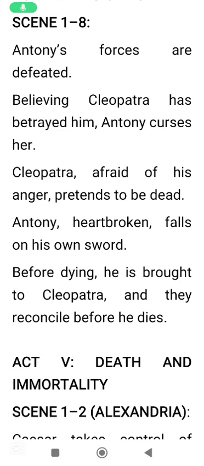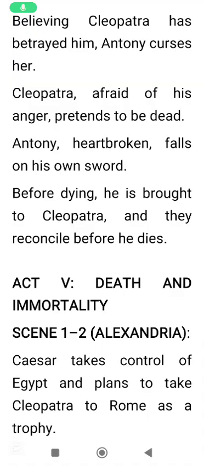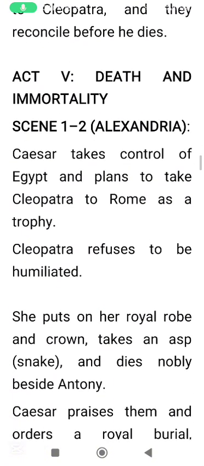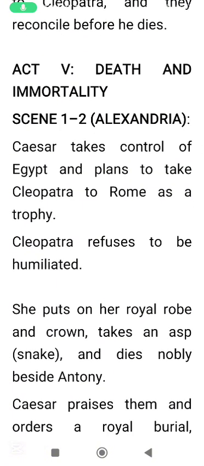Then Cleopatra, also afraid of anger, pretends to be dead. Then Antony is now heartbroken and falls on his own sword. Before dying, he is brought to Cleopatra and they reconcile before he dies. So when he dies, we have, after that, death and immortality. Caesar takes control of Egypt and plans to take Cleopatra to Rome as a trophy.